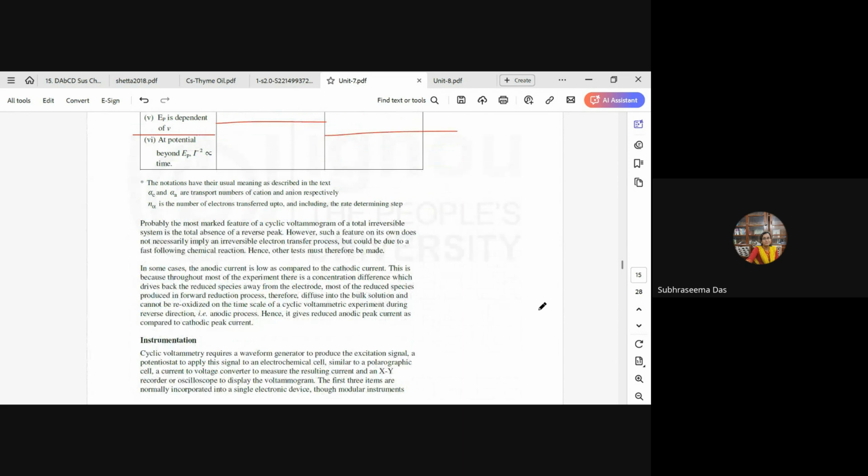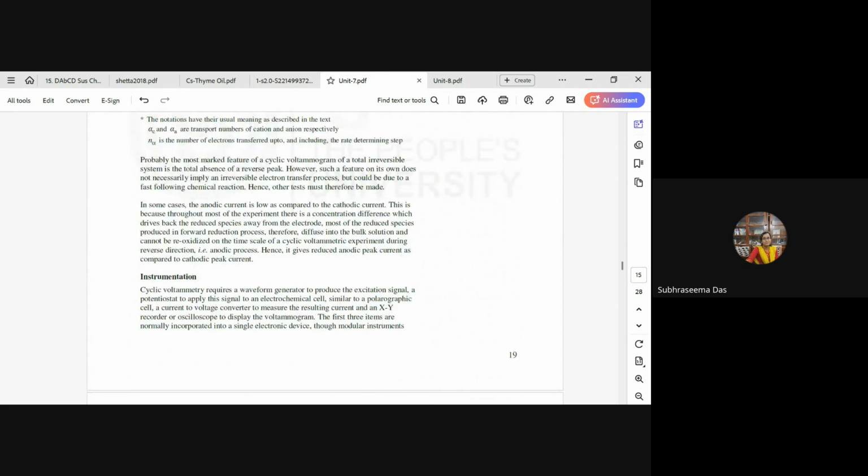So here the most marked feature for a cyclic voltammogram of a totally irreversible system is the total absence of a reverse peak. However, such an absence on its own does not necessarily imply an irreversible electron transfer process but could be due to fast chemical reactions.